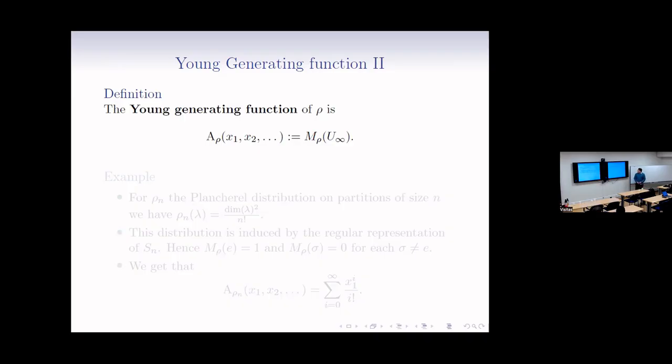Okay, so now actually we will not work with partitions using the Russian notation. Actually, we'll need to do some kind of change of variables.